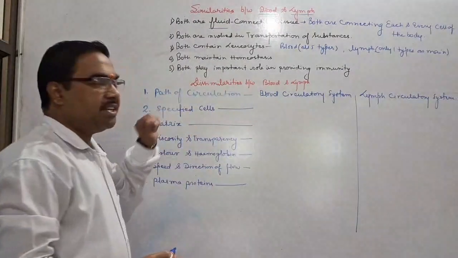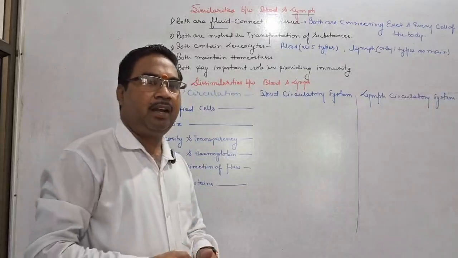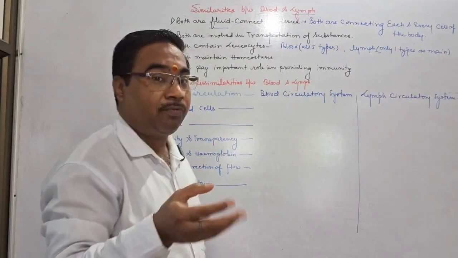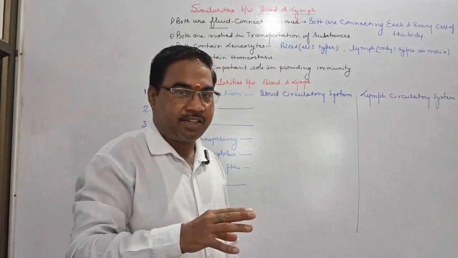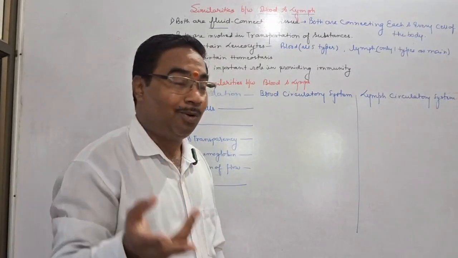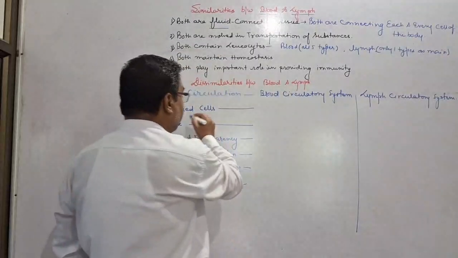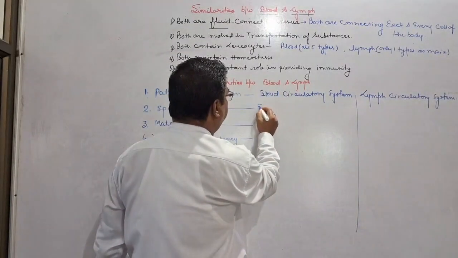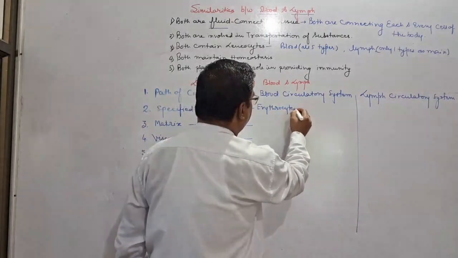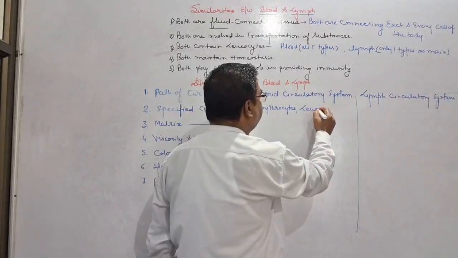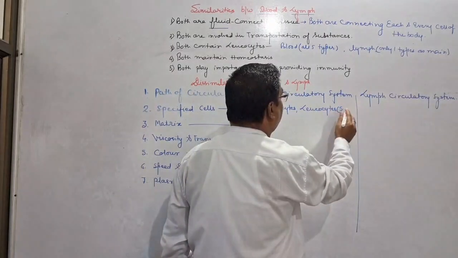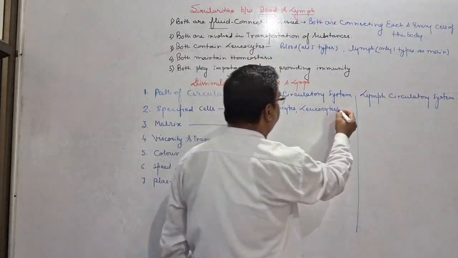Second, specified cells. Blood has 3 formed elements. These are not formed by the blood cell itself, these are formed from the bone marrow of the bone. So specified cells are erythrocytes, leukocytes. I told you 5 types of leukocyte. I am writing here the name.